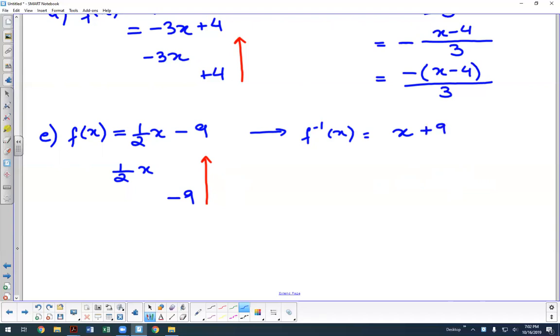Now multiplying by 1/2 is the same as dividing by 2. So if you're dividing by 2, that means we will multiply by 2. If you're thinking of this as multiplying by 1/2, you can also think of the inverse as dividing by 1/2, which would still clean up into multiplying by 2. So again, I'm going to let you figure that one out. Let's clean this up. What do you get? 2x plus 18.